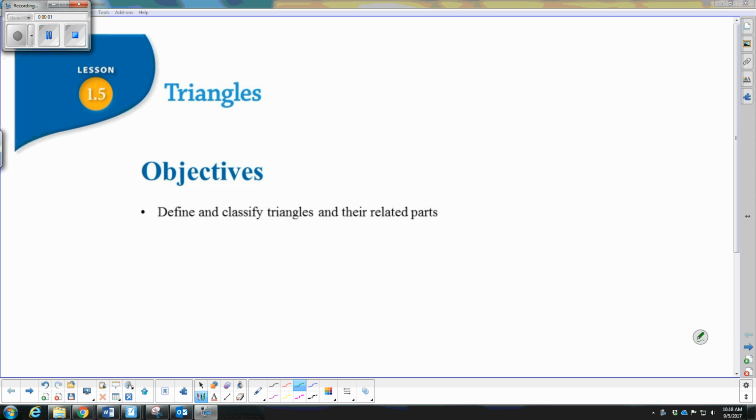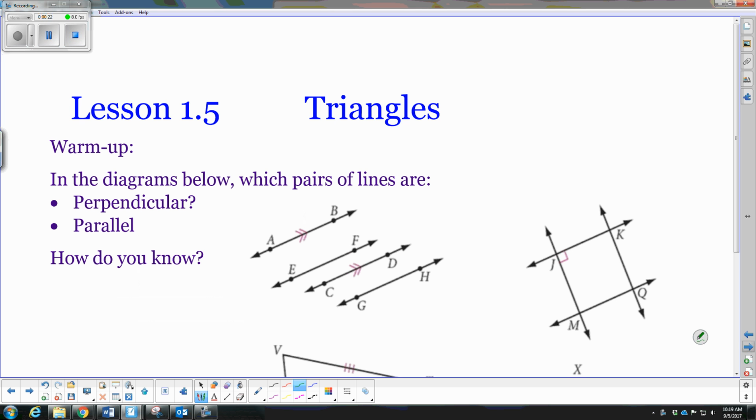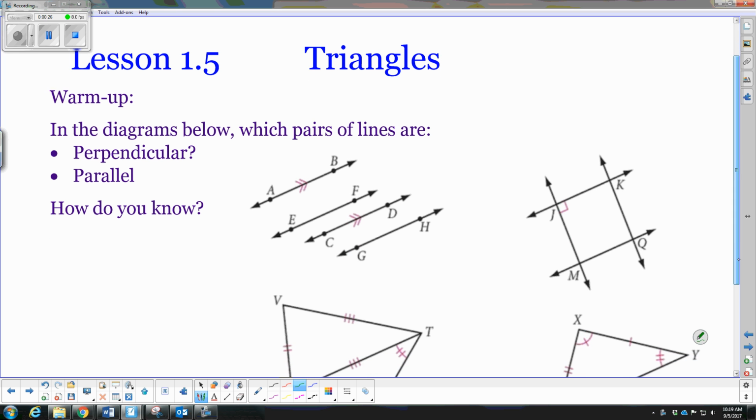This next lesson is about triangles. So the goal of this lesson is to give some definitions and classify special triangles and how their parts are related. So here's a few vocabulary terms that we will develop definitions for. But to get started, let's look at triangles.